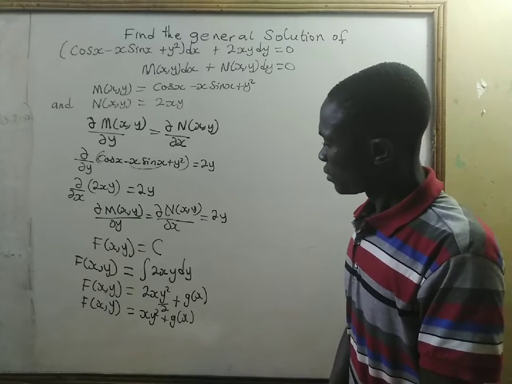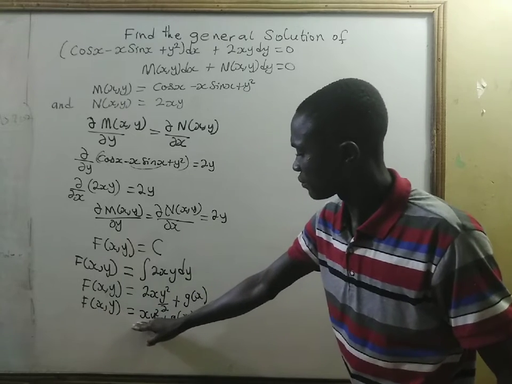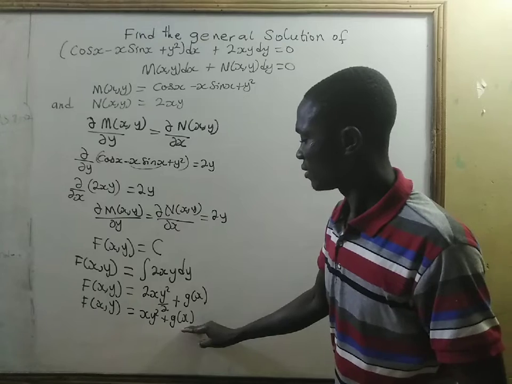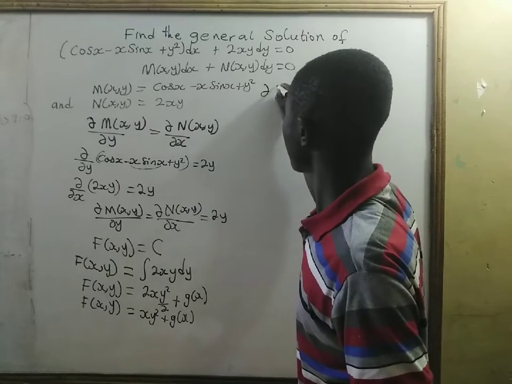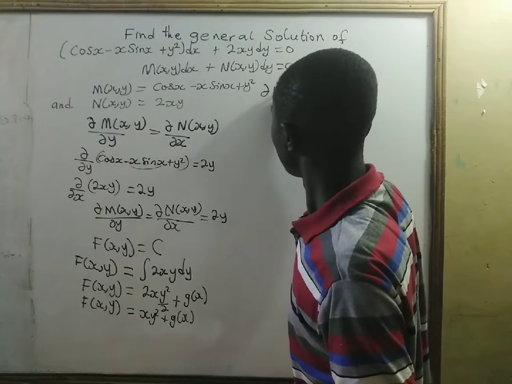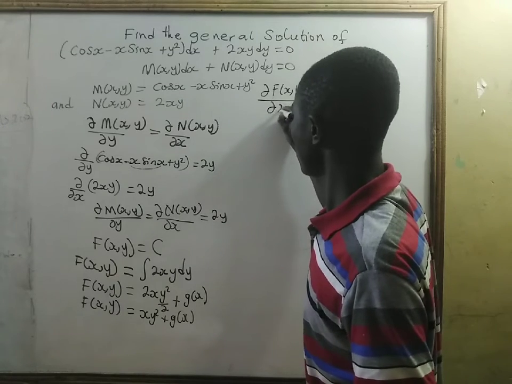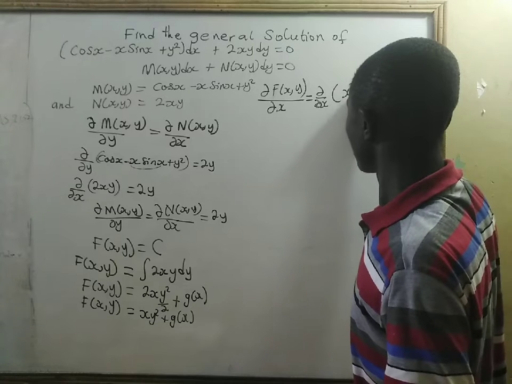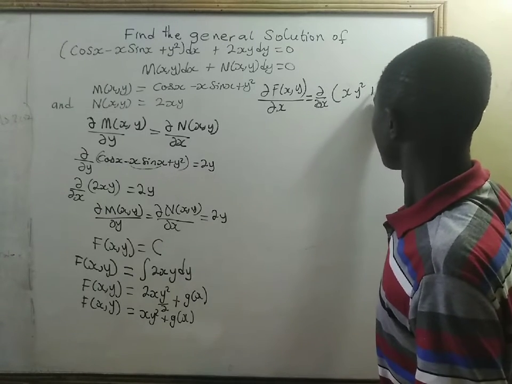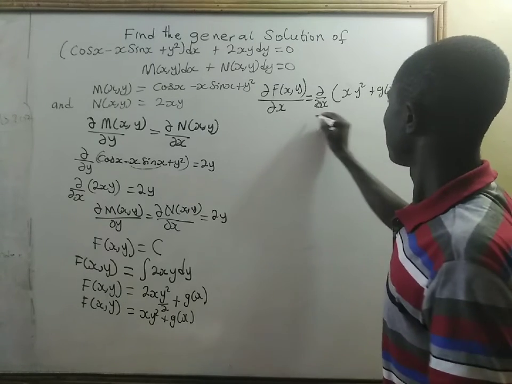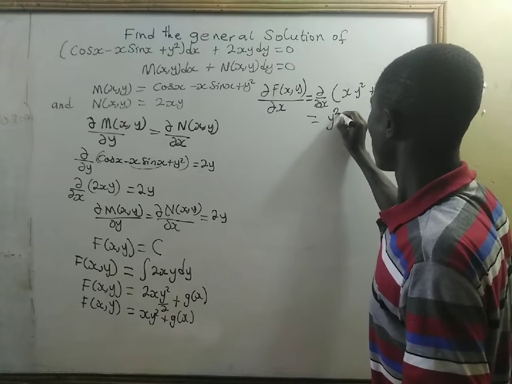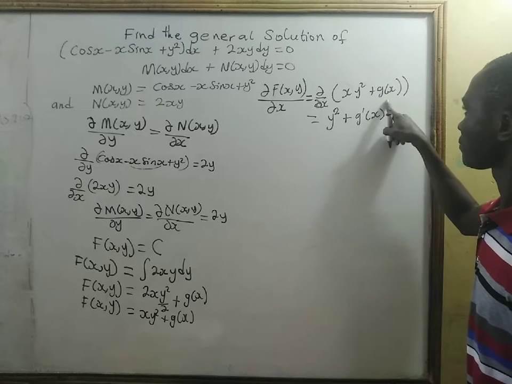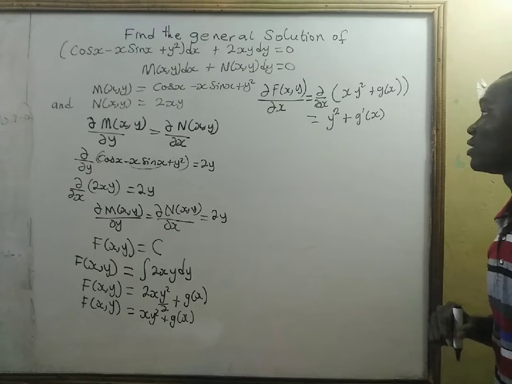So here, we are going to differentiate this function partially with respect to x and then continue. If we find the partial derivative of f(x,y) with respect to x, we get the partial derivative of xy² plus g(x), and this gives y² plus g'(x). This g'(x) means that I've differentiated the function g(x).